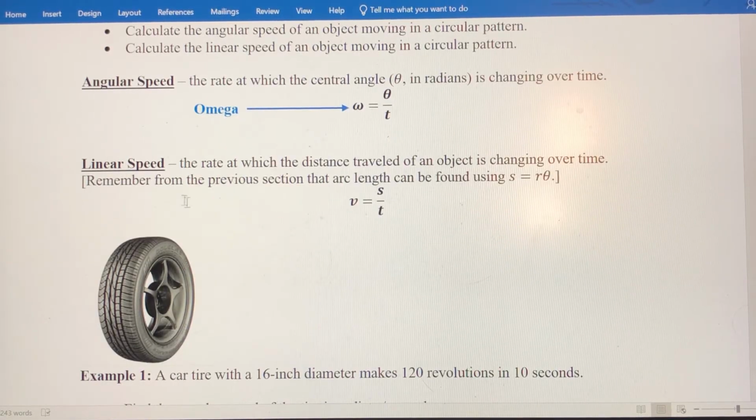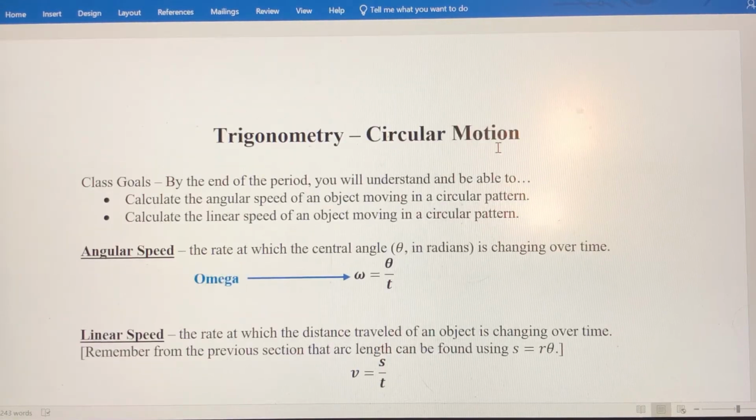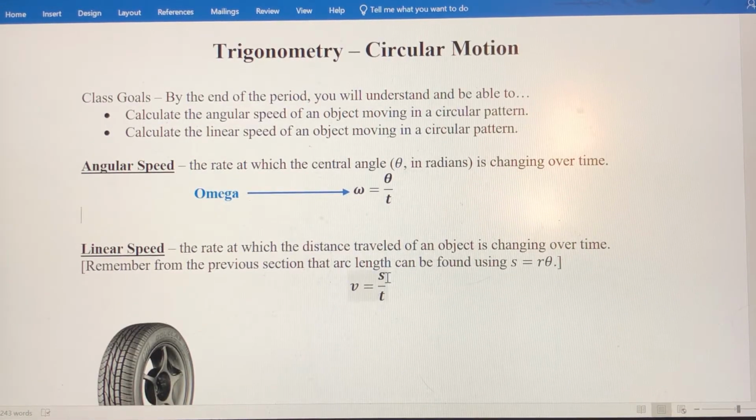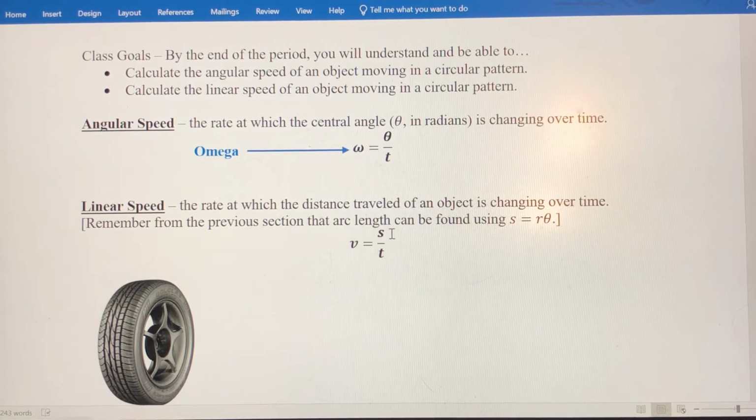Linear speed: remember, velocity is always going to be a distance traveled divided by time. Distance traveled when we're talking about circular motion is going to be that arc length. We just learned how to calculate the arc length covered on a circle based on the radius of the circle and the angle that's being cut. So arc length S equals radius times theta, and again, theta has to be in radians. This S stands for arc length, not something else, so just make sure you're aware of that.